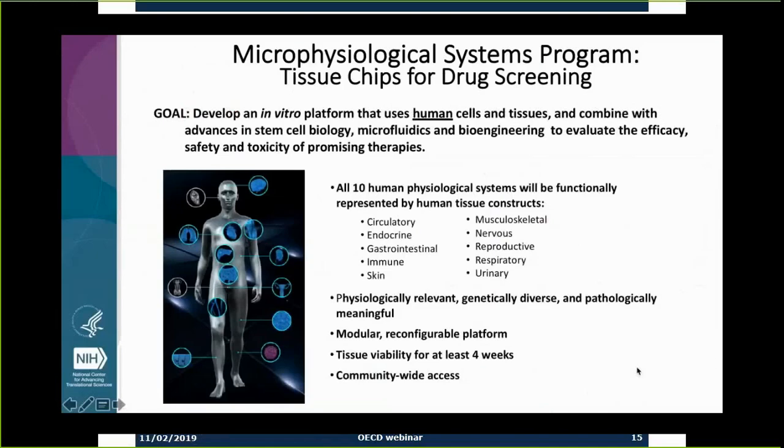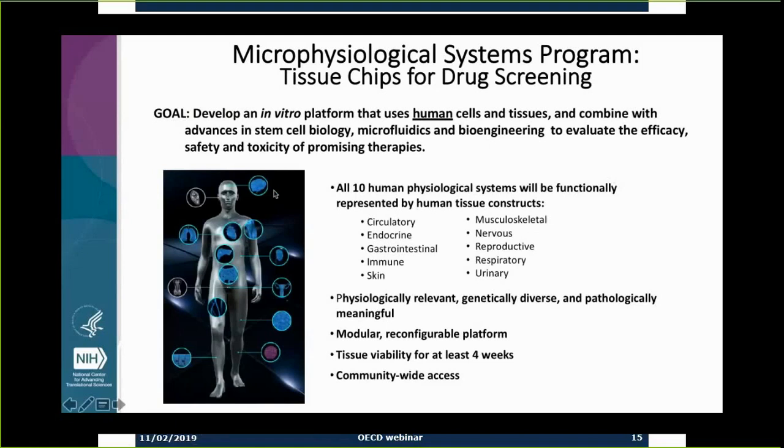And so what are microphysiological systems? So this is the program that NCATS established in 2012 to address the problems in drug development. So microphysiological systems are essentially to create an in vitro platform that uses human cells and tissues and combine that with advances in technologies in stem cells, microfluidics, and bioengineering, essentially to create in vitro devices that are better able to predict safety and toxicity issues from candidate drugs.